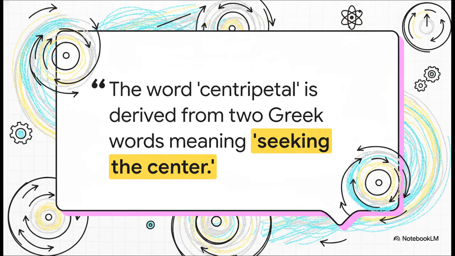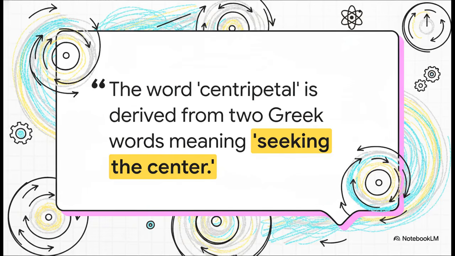I absolutely love this etymological anchor from our source materials. The word centripetal is literally derived from two Greek words that mean seeking the center. So if you ever get a bit turned around about which way radial or centripetal acceleration is pointing, just remember the origin of the word.